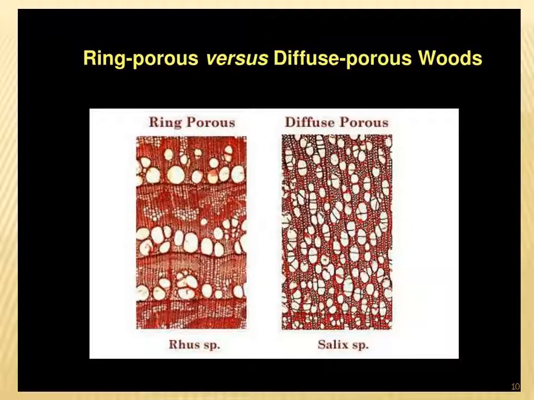In this diagram, you can clearly see the difference between the ring porous wood and the diffuse porous wood. In the rust species, for example, you can see that the ring porous wood contains two types of vessels, the vessels of large diameter and the vessels of small diameter. But in diffuse porous wood, you can clearly see that the diameter of the vessels remains constant throughout the year.